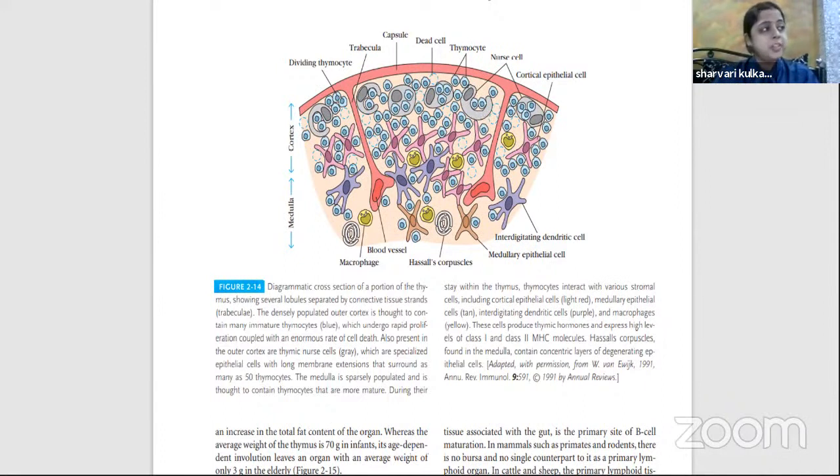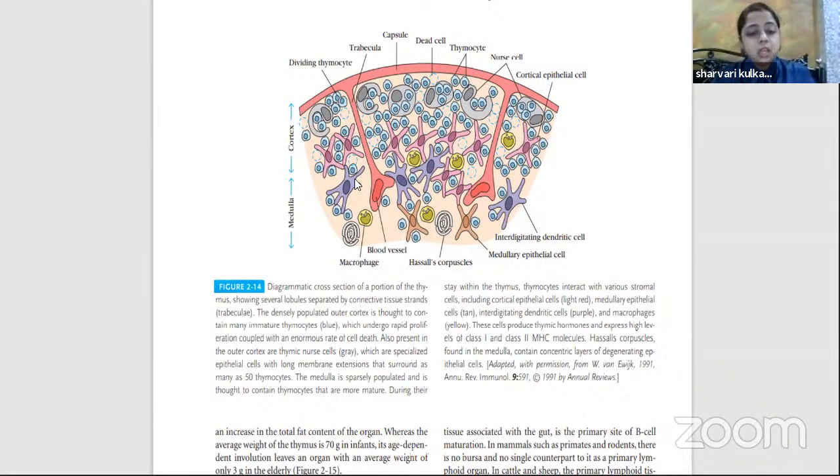Nurse cells are specialized epithelial cells with long membrane extensions, and they are responsible for accommodating the thymocytes. Around 50 thymocytes are accommodated by these nurse cells. Then medulla. Medulla is sparsely populated and it is thought to contain thymocytes that are more mature than in the cortex. So this is the main feature of all the organs: different regions, cells are at different stages and they are involved with different activities.